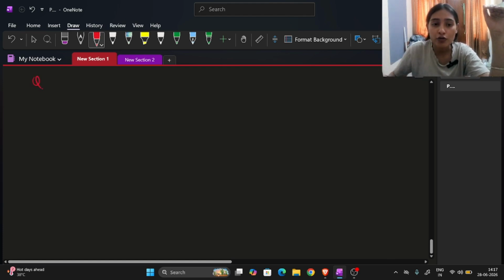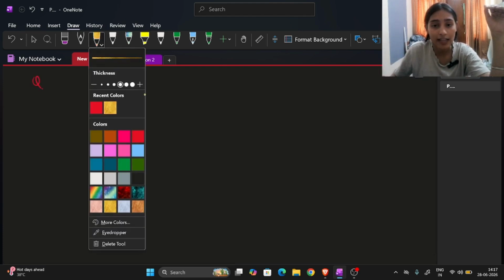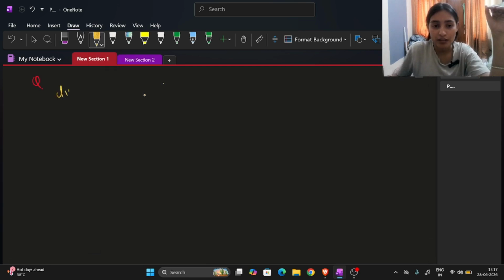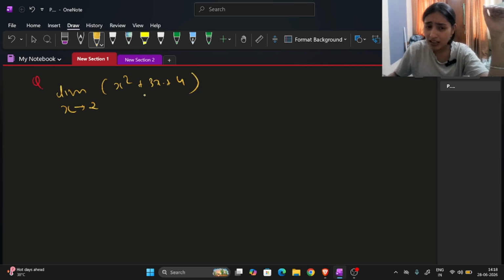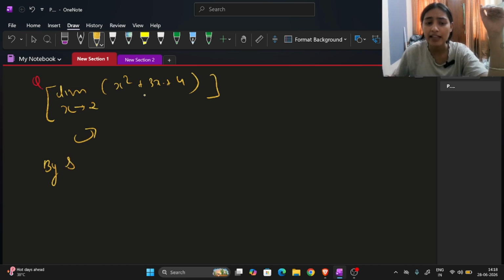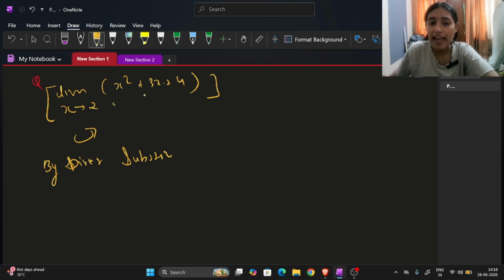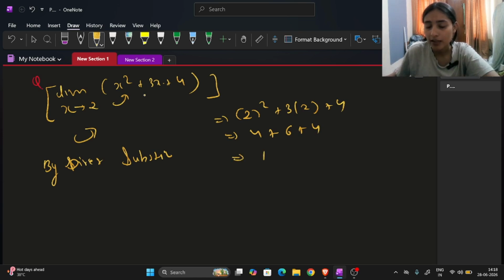Let's solve one question on limits. Let's take my favorite color, yellow. Our limit x tends to 2, and the function is x squared plus 3x plus 4. When you see such a question, how to solve it? By direct substitution. Let's put x equals 2. So 2 squared plus 3 times 2 plus 4: 4, 3 times 2 is 6, plus 4, 4 plus 4 is 8, plus 6 equals 14. So our answer is 14.